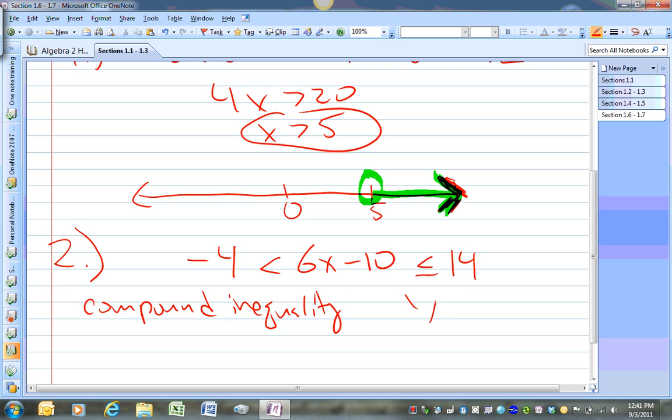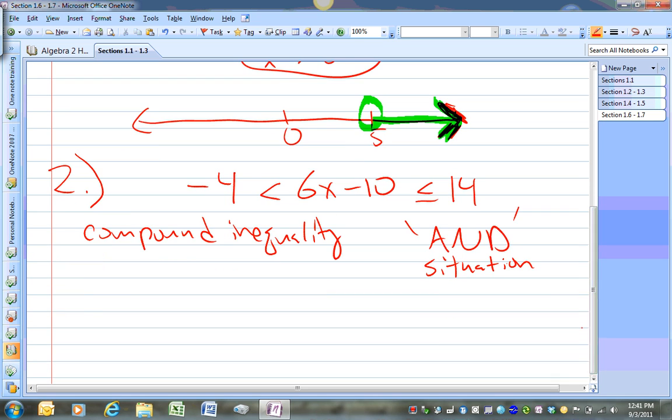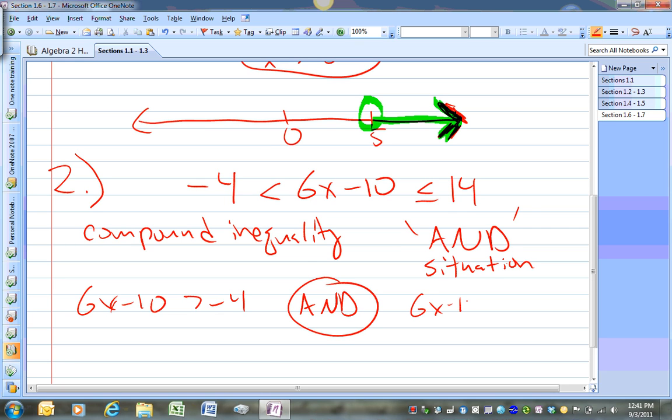And actually we call it the AND situation. The reason why is because 6x minus 10 is greater than negative 4, and 6x minus 10 is less than or equal to 14. So simultaneously, the expression 6x minus 10 has to be in between two values, greater than negative 4 and at the same time less than or equal to 14.